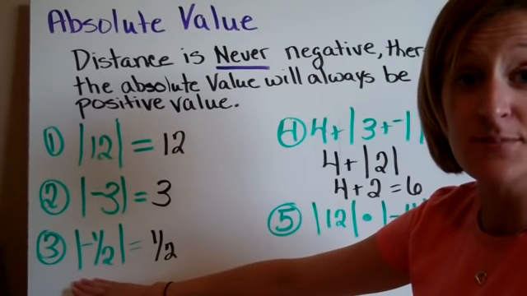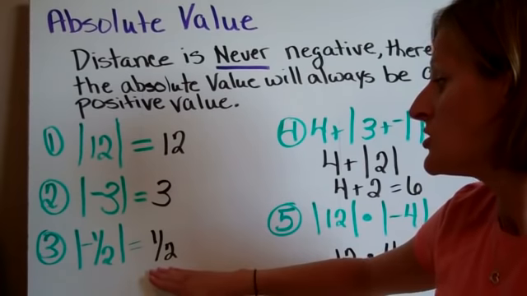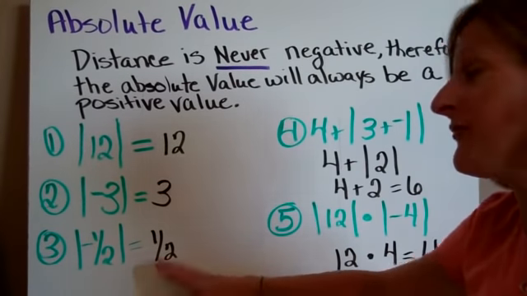Same thing with the absolute value of negative 1/2. It's a half a spot away from 0. So the absolute value would be 1/2.